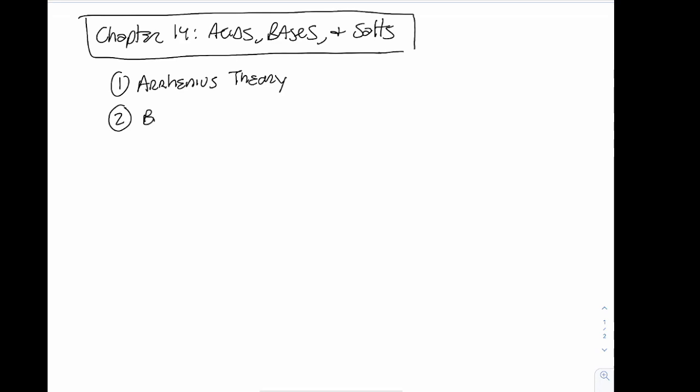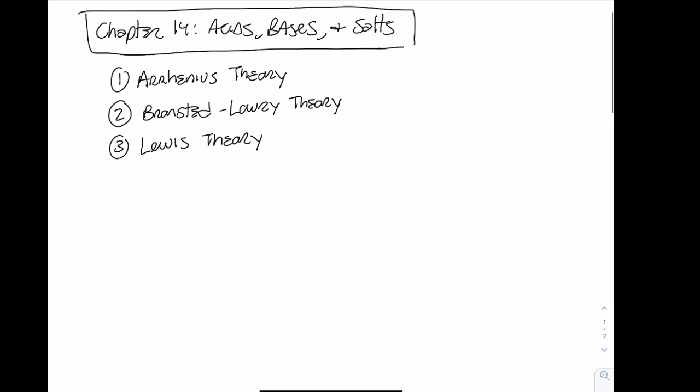But the bulk of the acids and bases that we're going to look at this semester, we're going to be using Bronsted-Lowry theory, which is actually named after two different people who were working independently. And then we'll also look at Lewis' theory of acids and bases towards the end of this chapter. If you go on and take organic, you'll spend quite a bit of time talking about Lewis acids and bases. So three common theories for acids and bases. Arrhenius first.